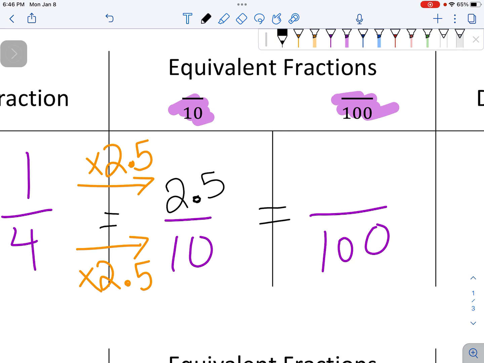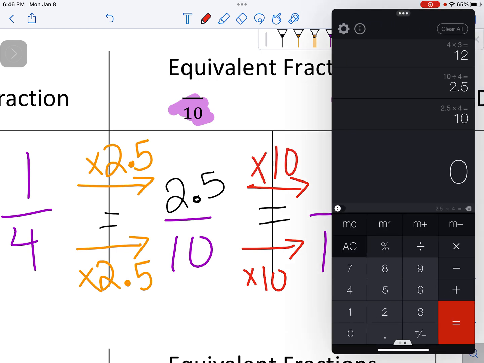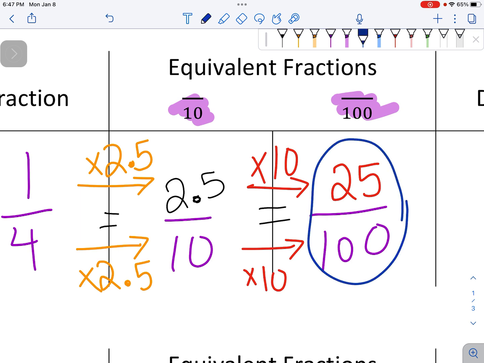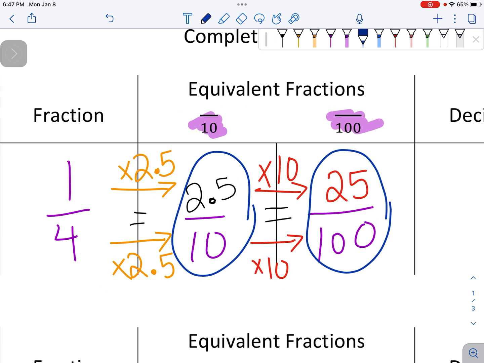So I'm going to write an equals and then draw another line. I know 10 times 10 is 100. So times 10, if you don't know that answer, put that in your calculator, 2.5 times 10. Oh, it's 25. Hey, look, it's the same digits, 2 and 5, but there's no decimal point. All right, I'm going to circle my answers here so we can see them a little bit better. 25 over 100 and 2.5 over 10.